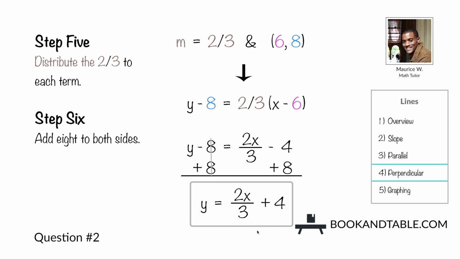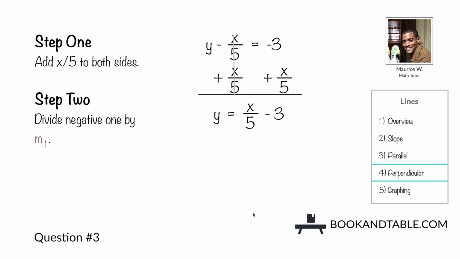And now question number 3. You were given the line y minus x over 5 is equal to negative 3, which is in standard form. This is the line perpendicular to the one that we want. So we want to switch this to slope-intercept form. So step 1, add x over 5 to both sides. That shows us that the line has an equation of y is equal to x over 5 minus 3. That means the slope of this line is 1 over 5.